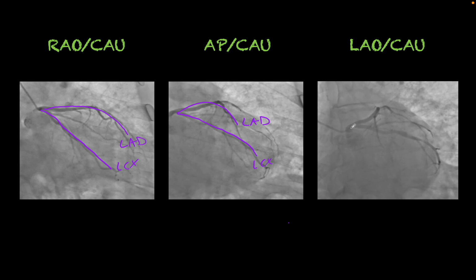And then finally, in LAO caudal or spider, the circumflex shifts again, as does the LAD. Keep in mind that for LAO caudal, depending upon the patient's anatomy, sometimes the LAD can look like it's coming straight upwards.